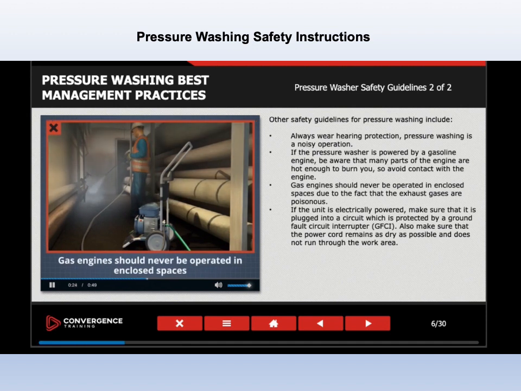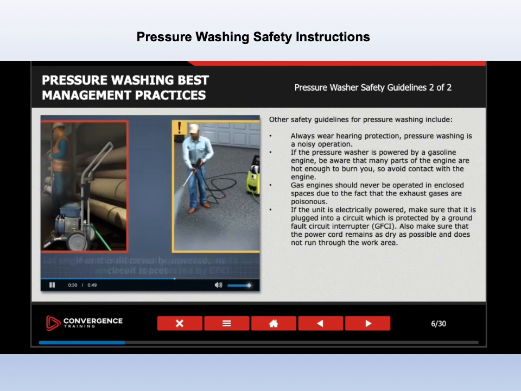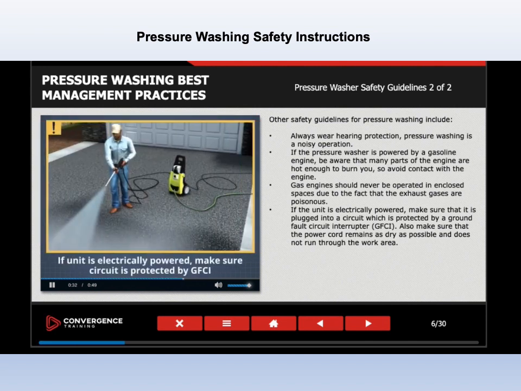Gas engines should never be operated in enclosed spaces due to the fact that the exhaust gases are poisonous. If the unit is electrically powered, make sure that it is plugged into a circuit which is protected by a ground fault circuit interrupter, or GFCI. Also make sure that the power cord remains as dry as possible and does not run through the work area.